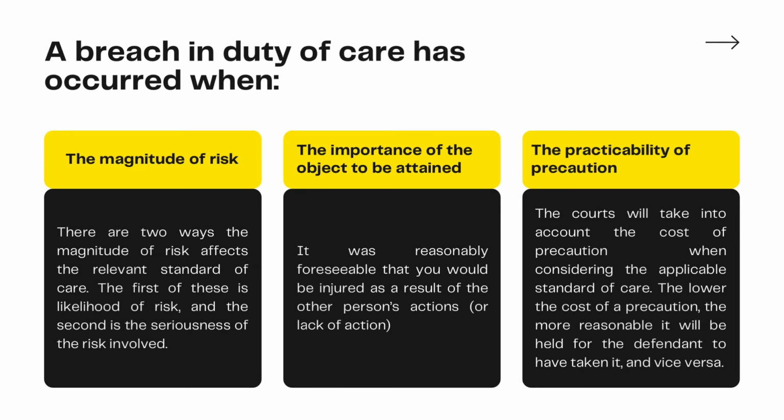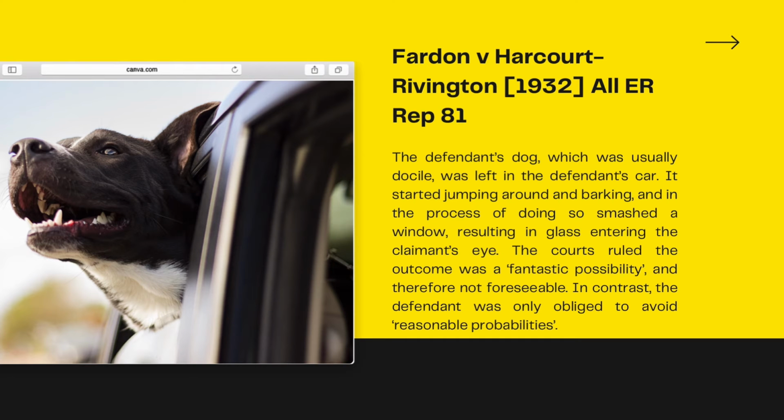The courts will take into account the cost of precaution when considering the applicable standard of care. The lower the cost of precaution, the more reasonable it will be held for the defendant to have taken it, and vice versa. For example, the case of Fardon v. Harcourt-Rivington, 1932, All ER Rep 81.